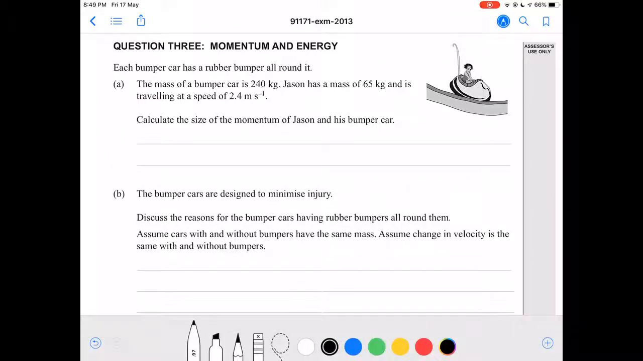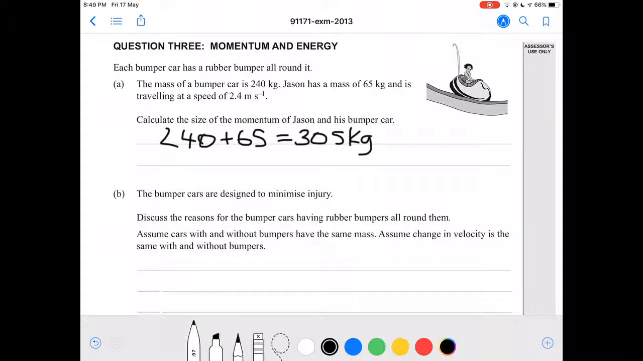Okay, so you know that the mass of the bumper car is 240 and the mass of Jason is 65. So the total mass of the car plus Jason would just be 240 plus 65, and that's going to give us 305 kilograms.